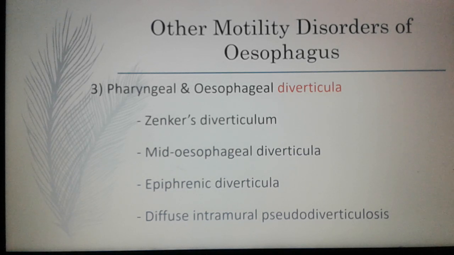According to the site of the disease, throughout the esophageal length, from the cranial to caudal end, in this group we have Zenker's diverticulum, followed by mid-esophageal diverticulum, then epiphrenic diverticula affecting the lower esophagus, and diffuse intramural pseudodiverticulosis, which usually affects the lower part, but yes, it may happen anywhere throughout the esophagus. So this was the broad classification of other motility disorders of esophagus apart from achalasia.